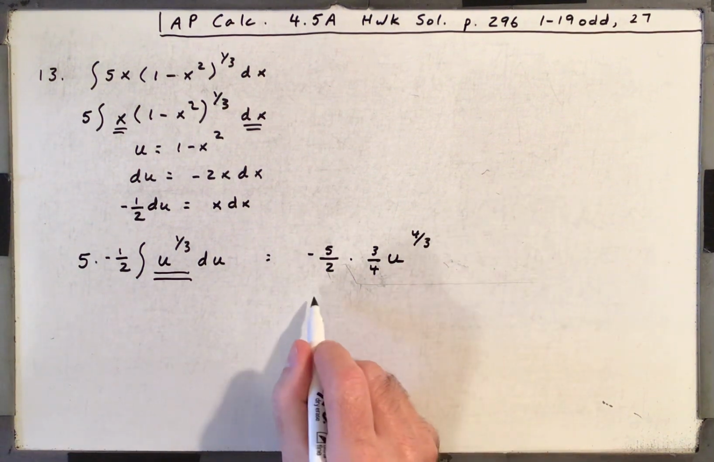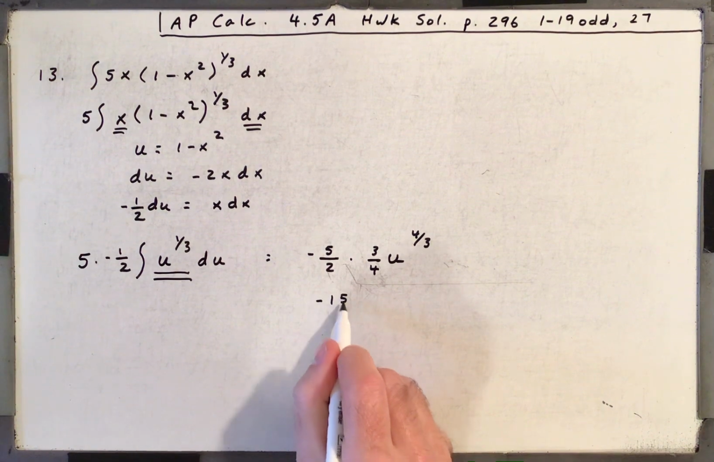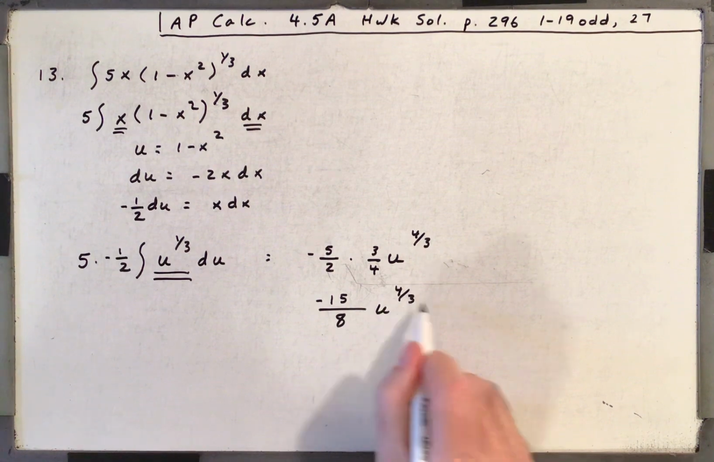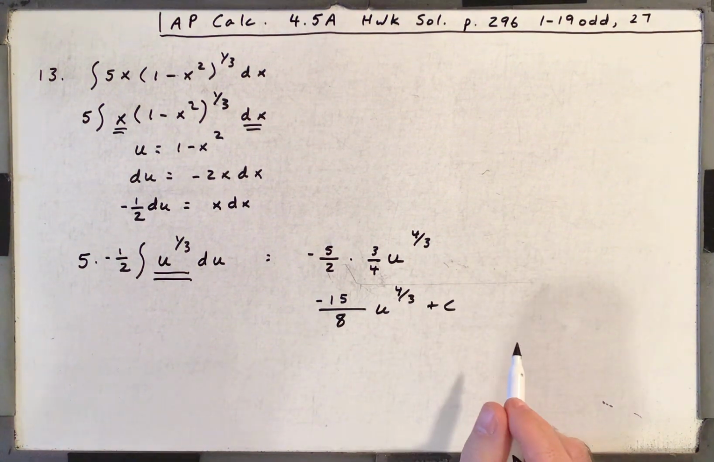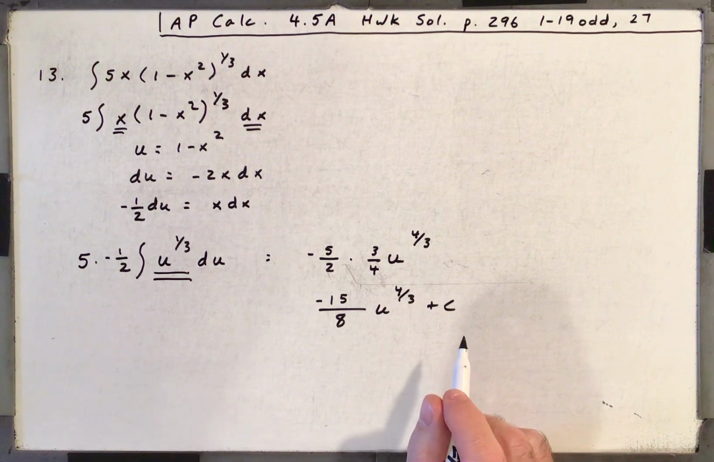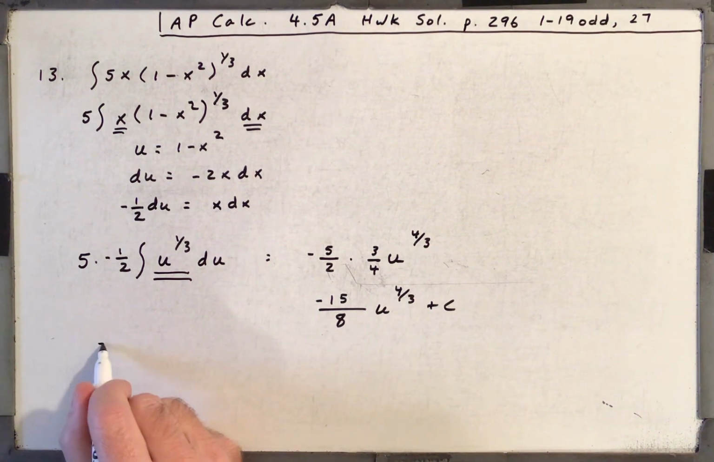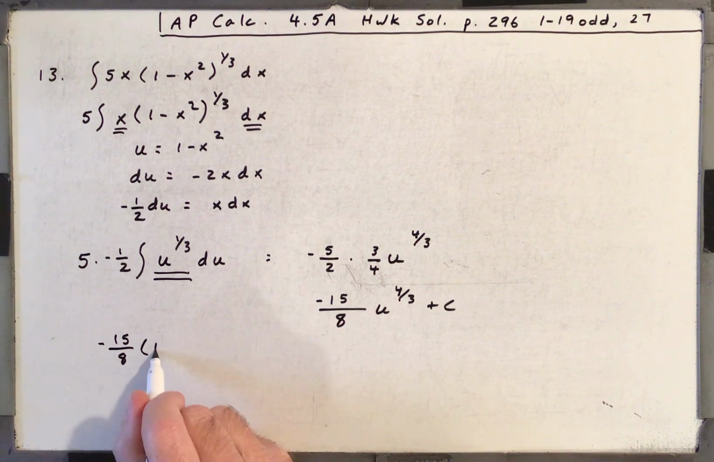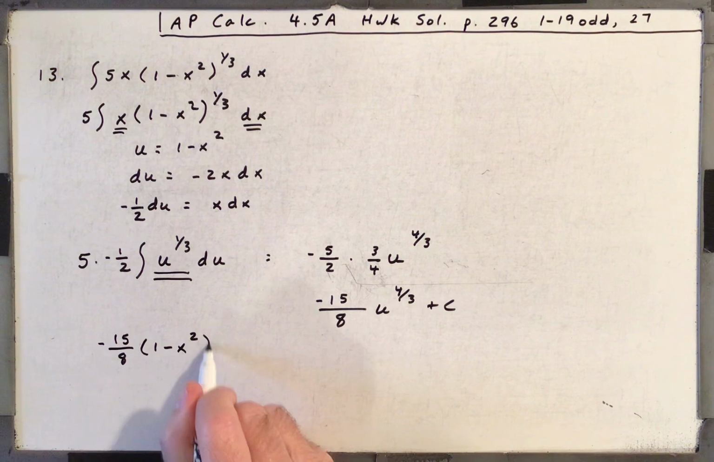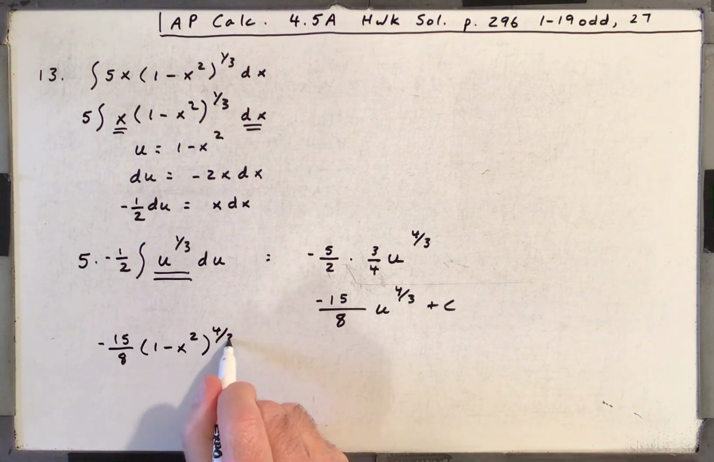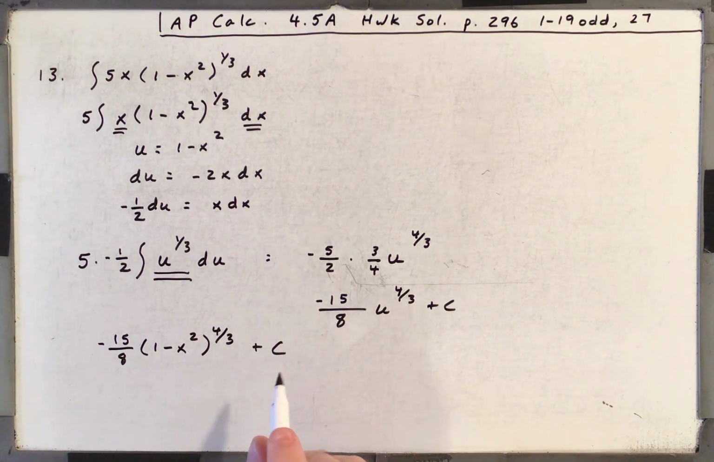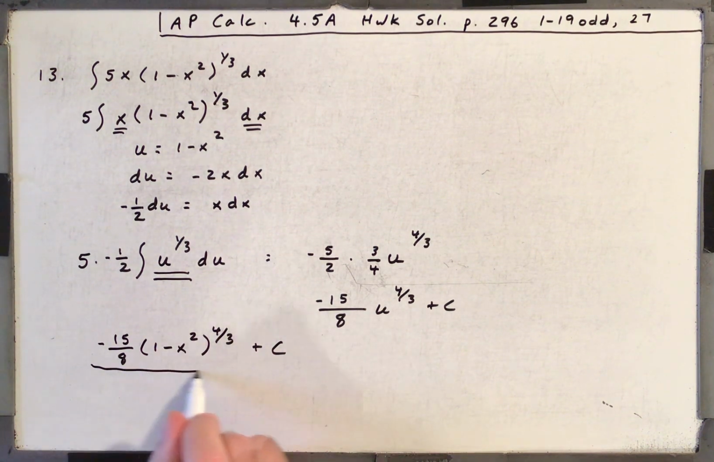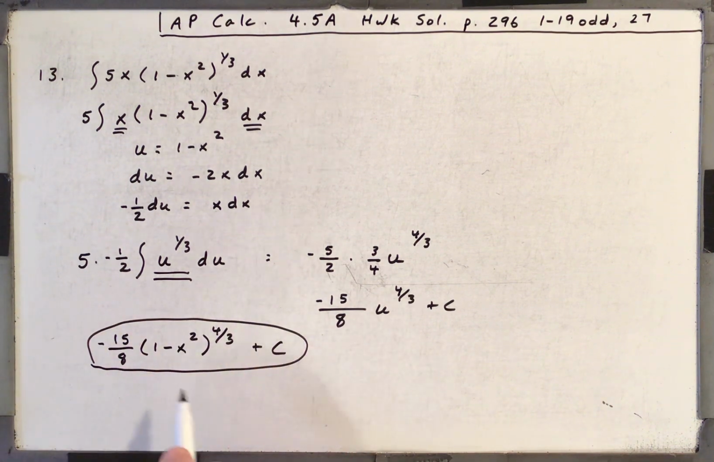Now I'm going to multiply that out. That'd be -15 over 8 u to the 4/3 plus c. Okay, don't circle that. All right, that's going to be -15 over 8, u is 1 minus x squared, to the 4/3 power plus c. Okay, that's the answer. That's nasty enough that I'd like to check it.